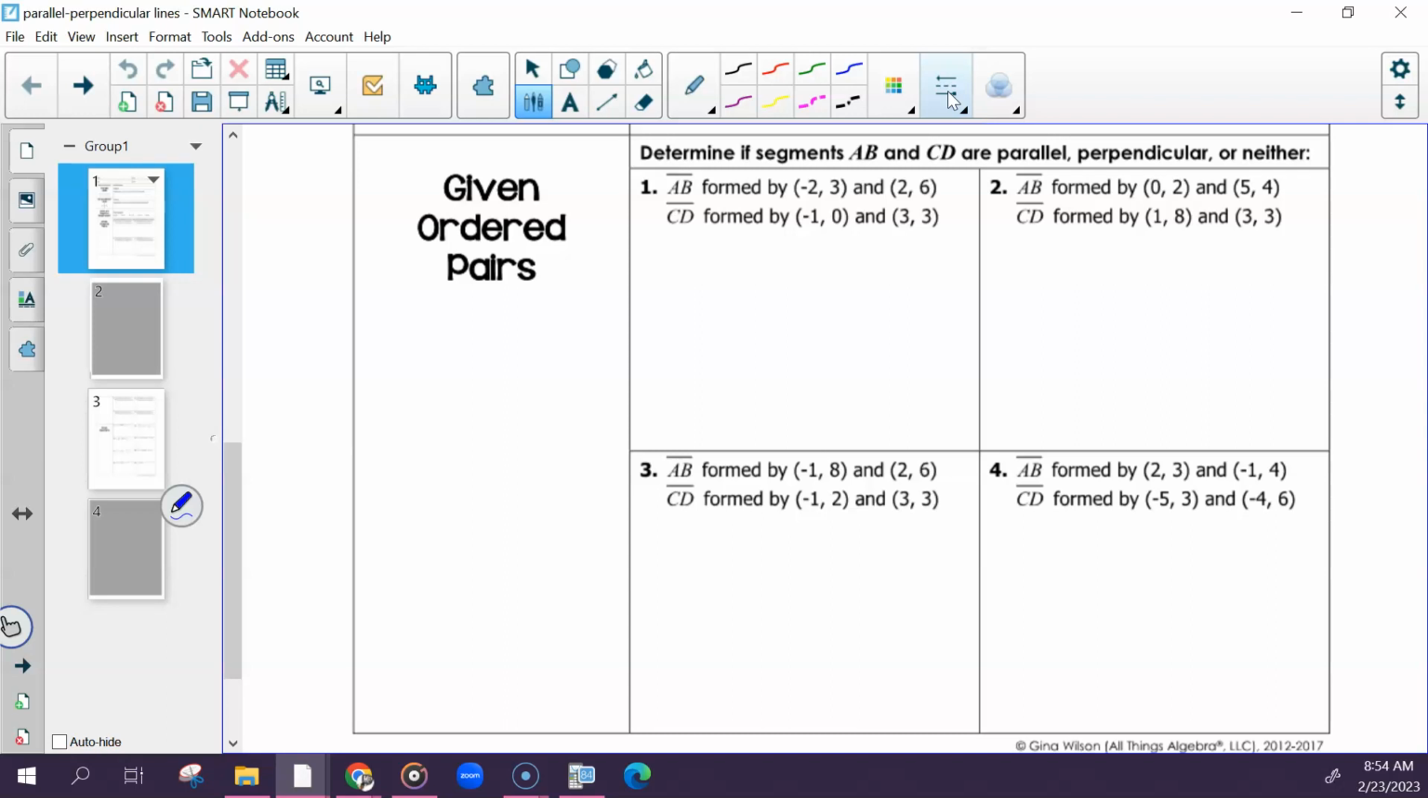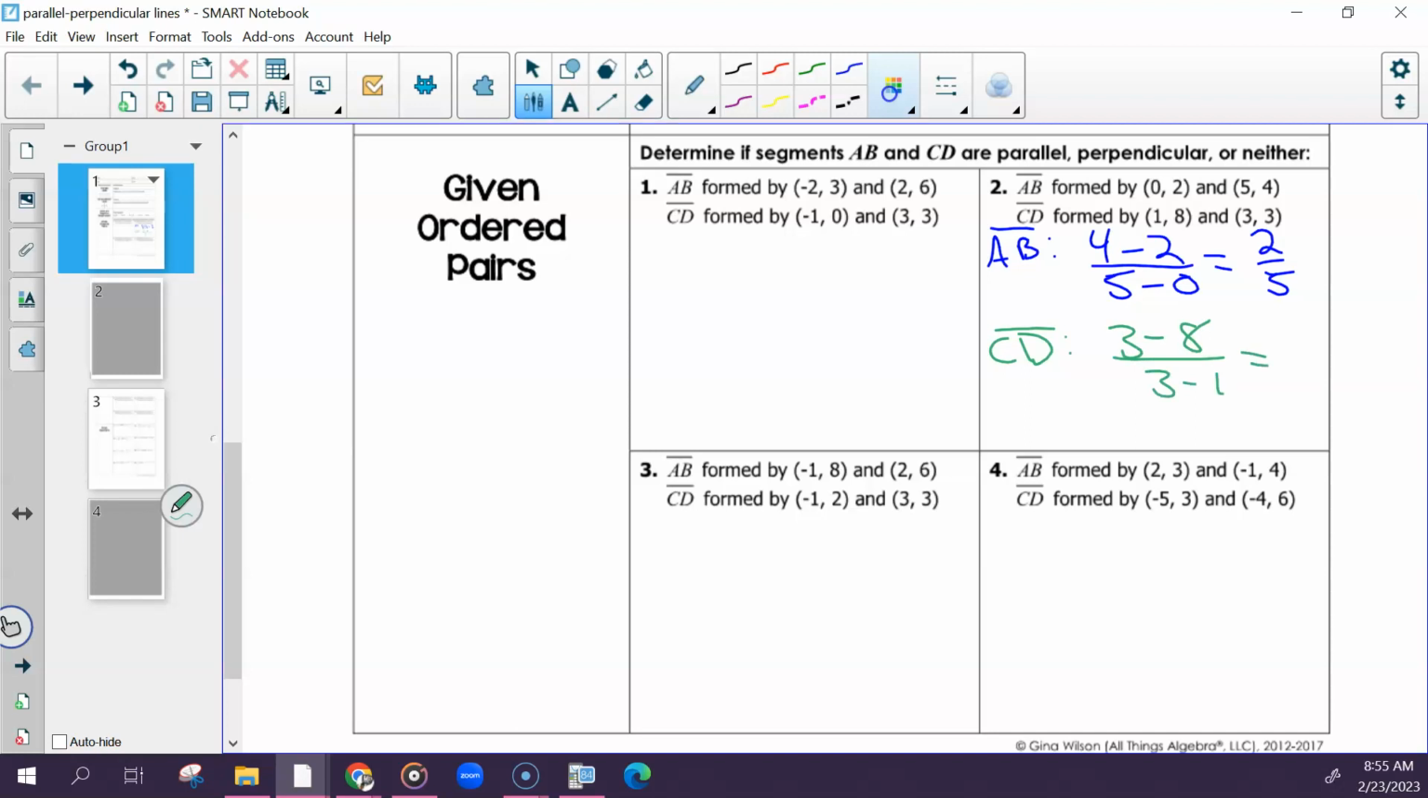Like last class, we need to find the slopes of these points. So for AB, that would be 4 minus 2 over 5 minus 0. What would that slope be? Otis, 2 over 5. And then do the same thing for CD. That would be 3 minus 8 over 3 minus 1.